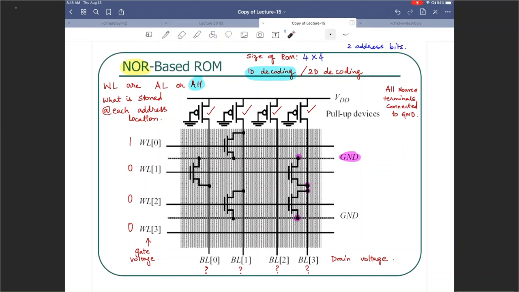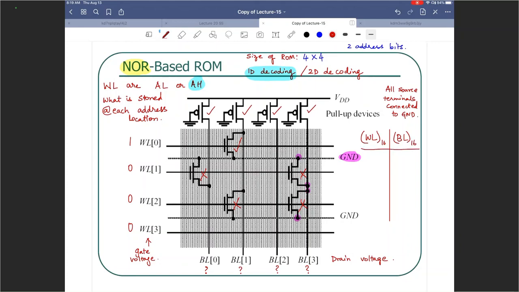If you have 1000 at the gate voltage, you are providing a high for this guy. So what do you have? This guy is going to be on. This is off, off, off, off. Everything else is off, right? So what do you read at the bit lines? So let's see. 0001, I will write that address word line in hex format, and I will also write bit lines in hex format.